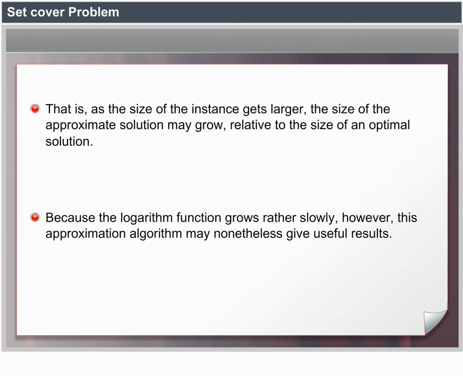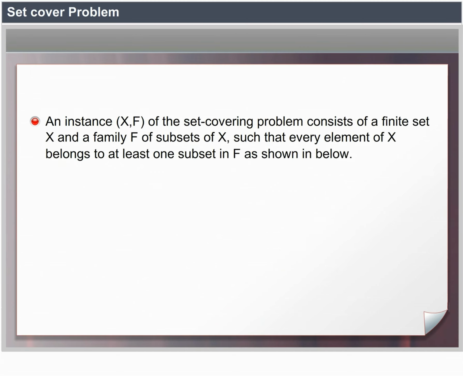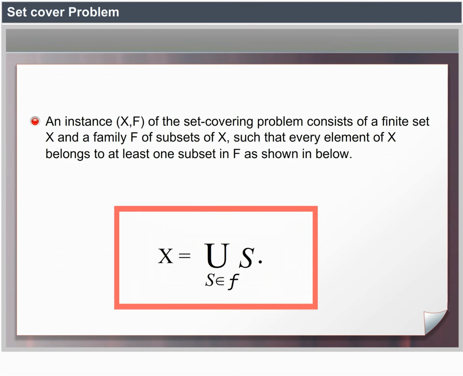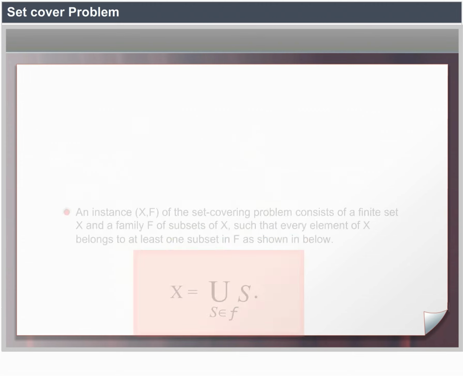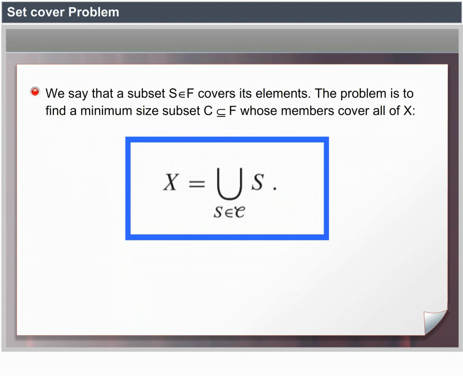An instance (X, F) of the set covering problem consists of a finite set X and a family F of subsets of X, such that every element of X belongs to at least one subset in F, as shown below. We say that a subset S belonging to F covers its elements. The problem is to find a minimum size subset C of F whose members cover all of X, as shown here.